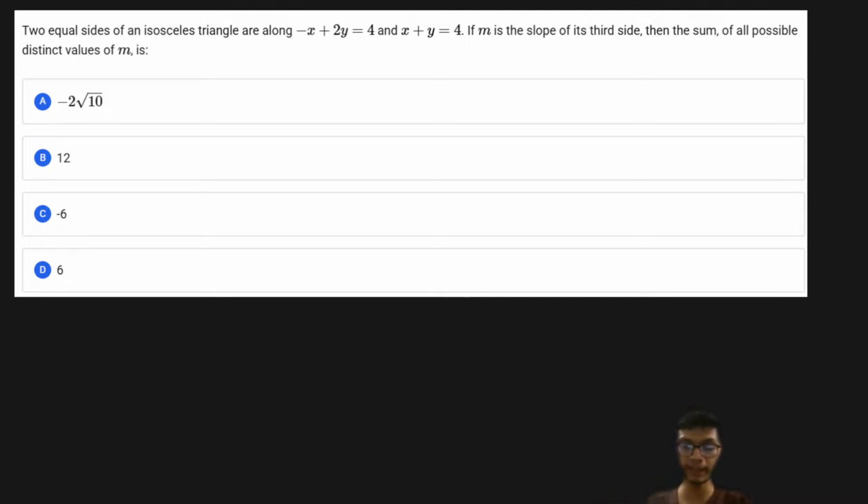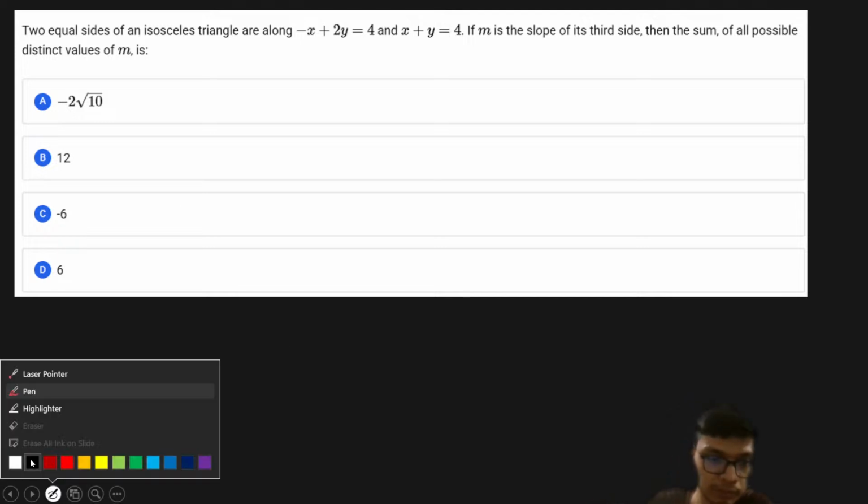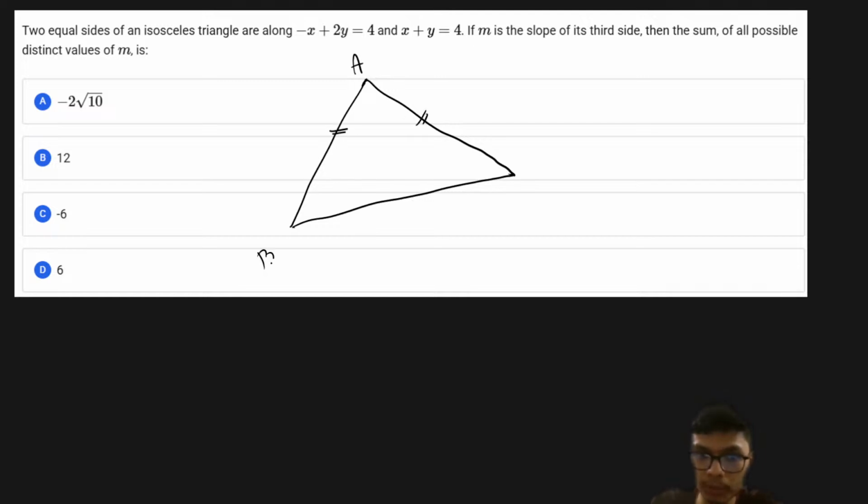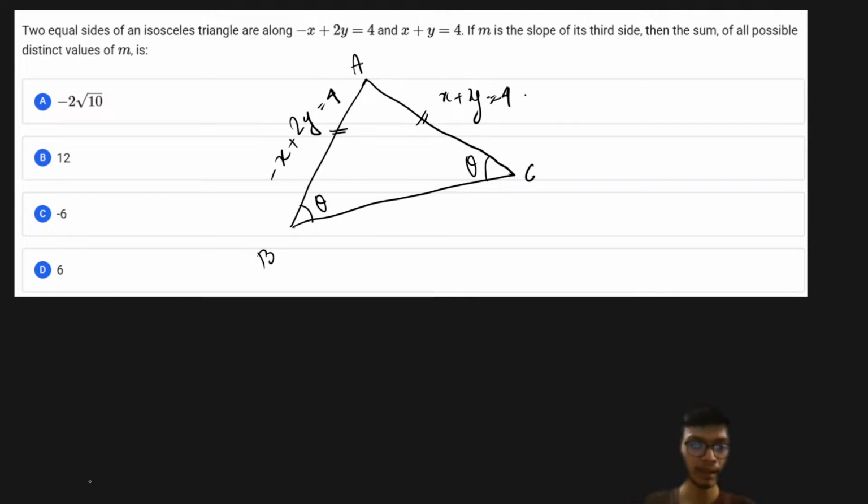If you recall, this question is talking about an isosceles triangle. Recall the property of an isosceles triangle: if this particular side and this particular side are equal, then their corresponding angles with the other side are also equal. So this theta is also equal to this theta. This is something we already know for an isosceles triangle. It is said that the two equal sides, over here a b and a c, are given by equations like this. I hope this is clear.